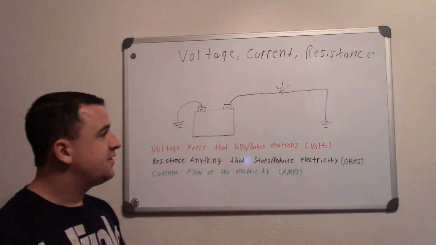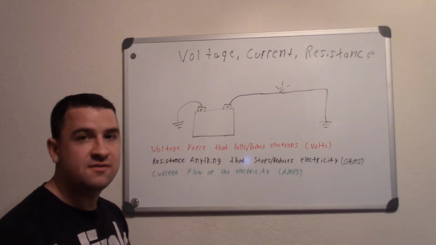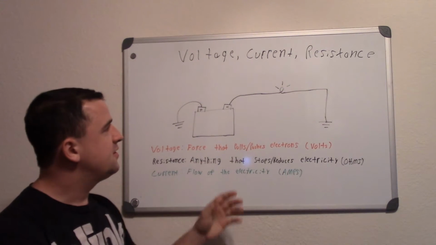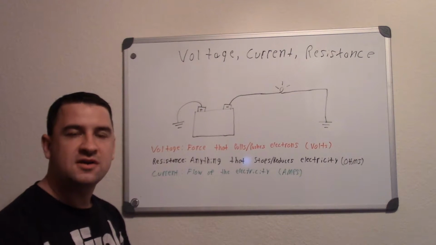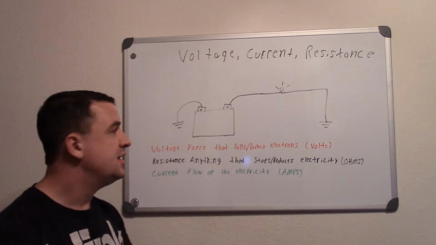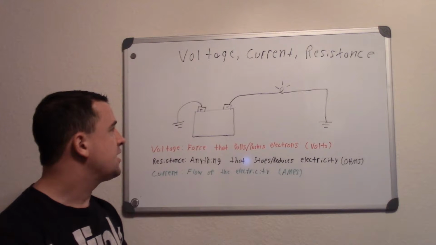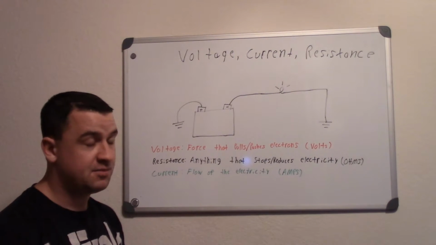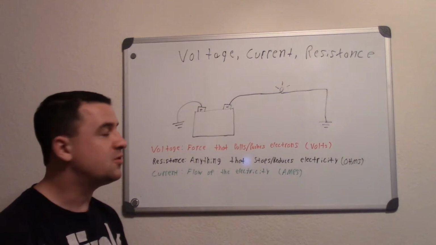Resistance is basically anything that stops and reduces the electricity from flowing. It's measured in ohms. One way a lot of people like to compare electricity is like water flowing through a pipe. So if I have water flowing through a pipe, that pump that's pushing that water throughout the pipe is what the voltage is. It's that driving force.